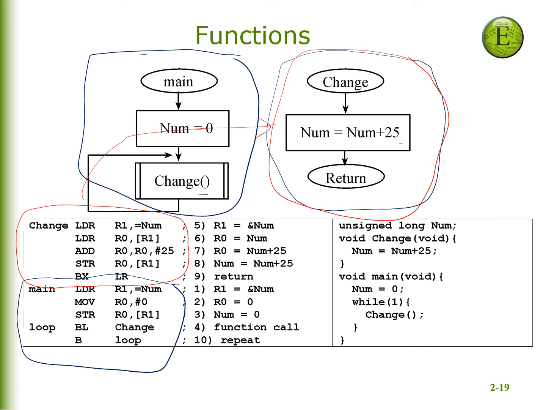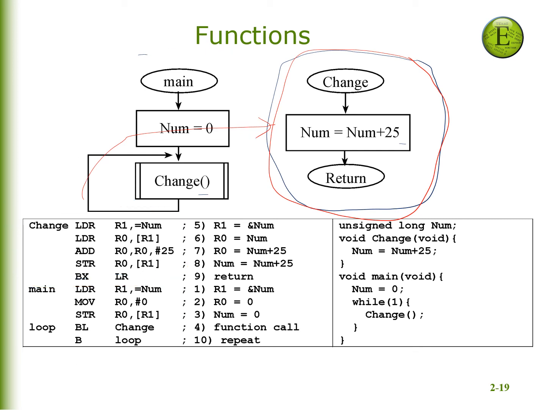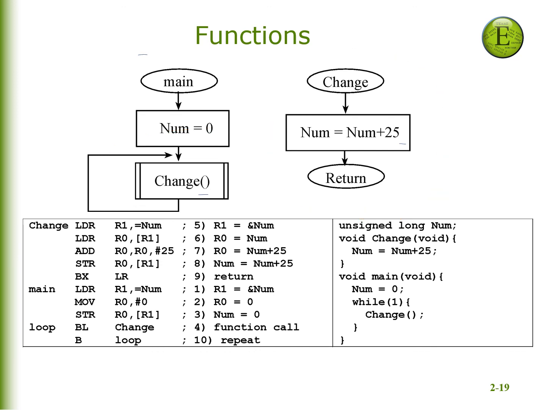Now first look at the main portion. We're going to store a number. So this is the first instruction of main. There's a label over here, main: load register R1 with the help of the PC relative addressing mode, equals to num. This is actually a constant stored somewhere in memory, and that constant is actually an address where the actual content of the variable num is stored. So that goes into R1.